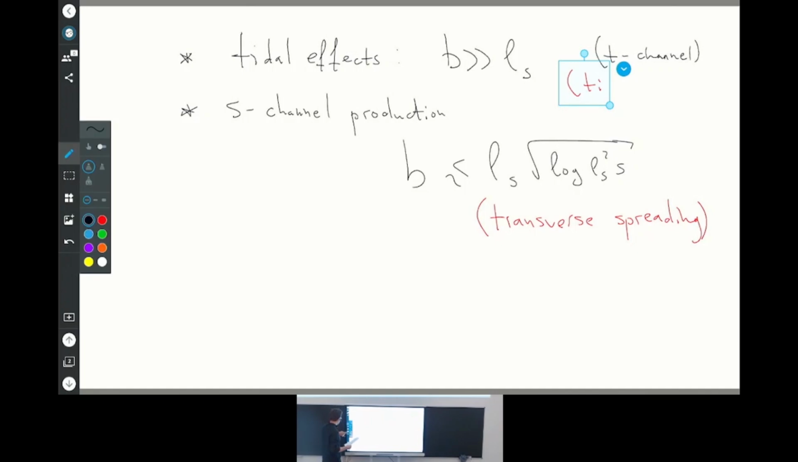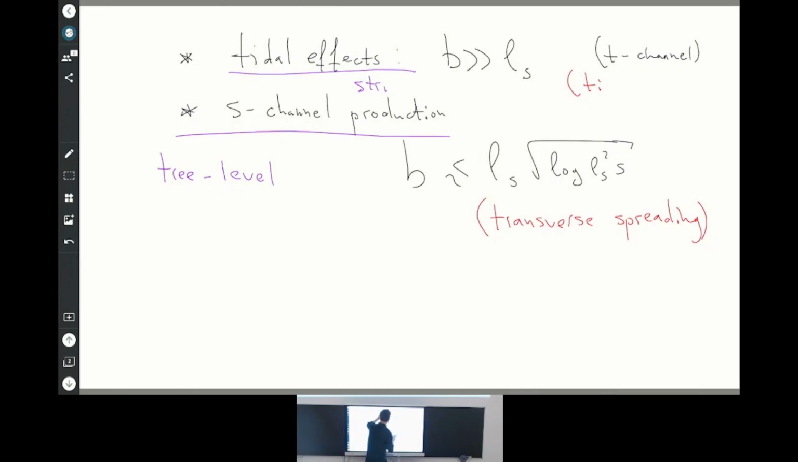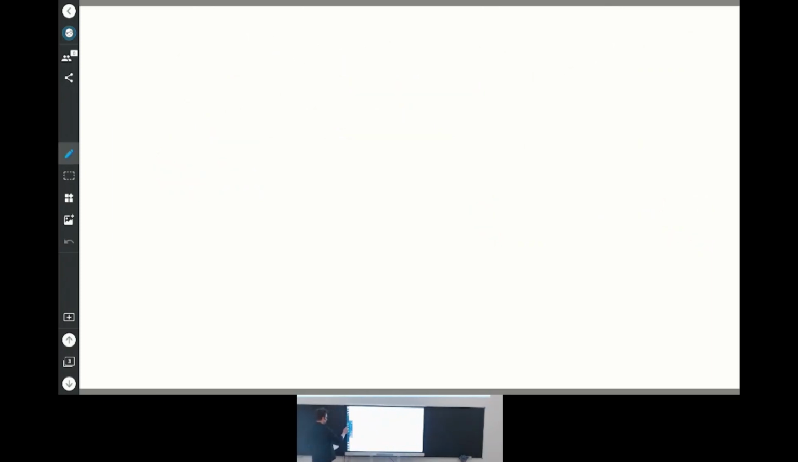Now, to derive it, I will quickly review this. It comes, as usual, from tree level, and from some kind of stringy eikonal. So let me review quickly what the basic point is. Let's look at the correction to the phase shift.